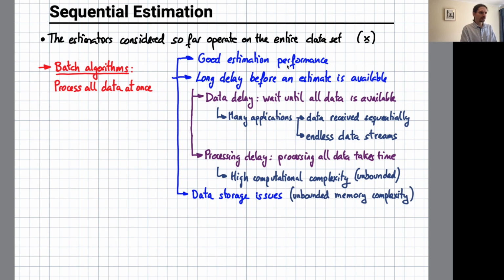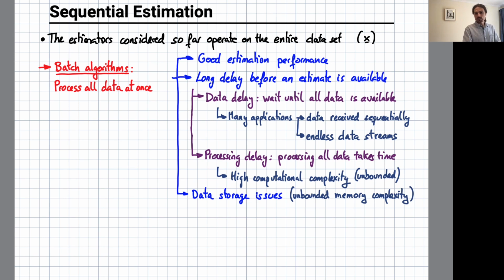And another main limitation is also on data storage, right? So if we collect a lot of data and we are going to process it at once, then we need to store it somewhere, and that may take many terabytes perhaps, and that is problematic, especially in the case of embedded systems.